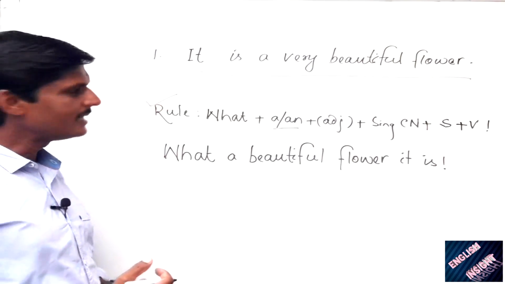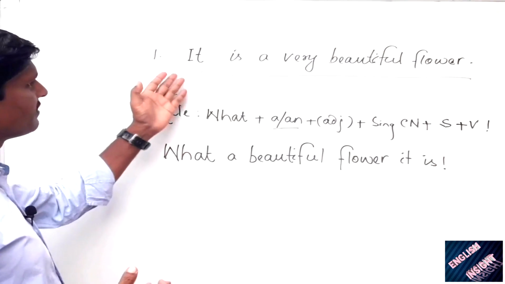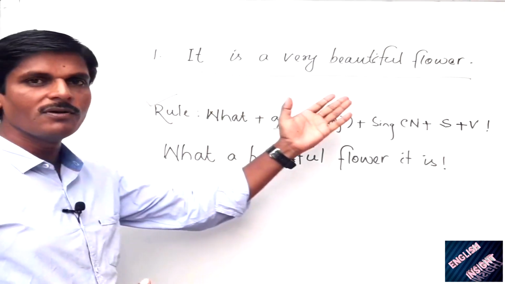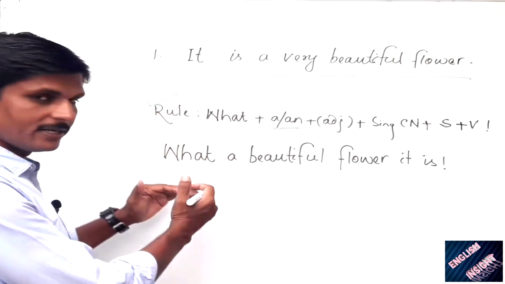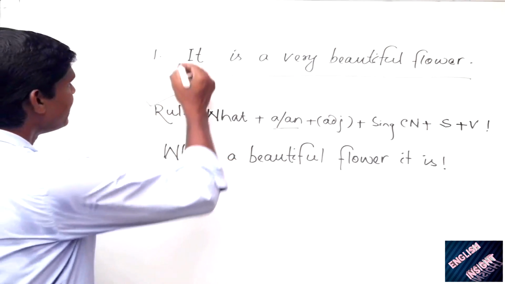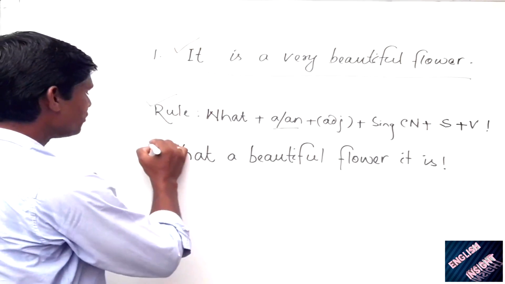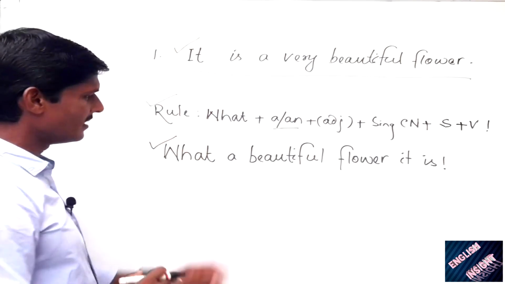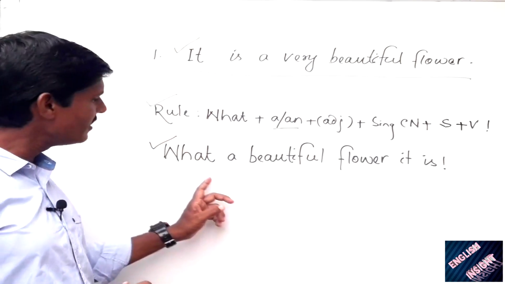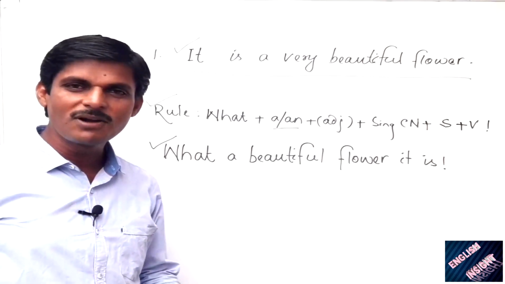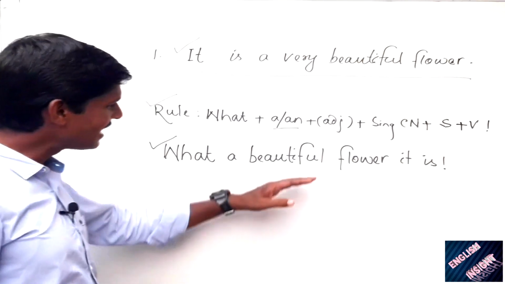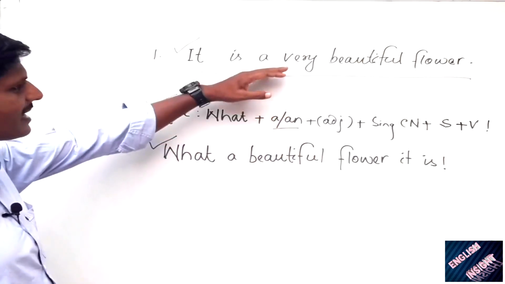Sentence number 1, it's a declarative sentence. It is a very beautiful flower. But this sentence can be turned into exclamatory sentence. This one is the declarative sentence. This one is the exclamatory sentence. So what must be the exclamatory sentence here? What a beautiful flower it is. It's the exclamatory sentence. This one is the declarative sentence.